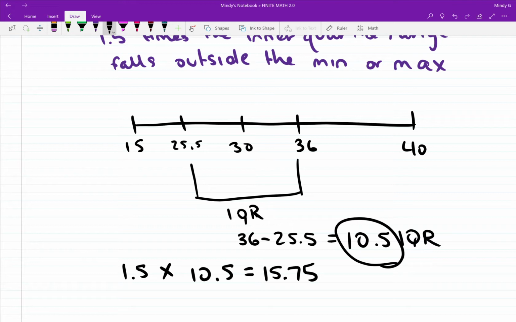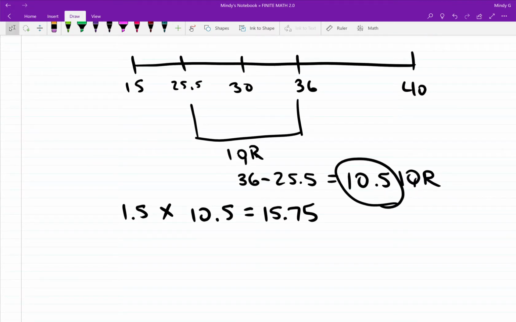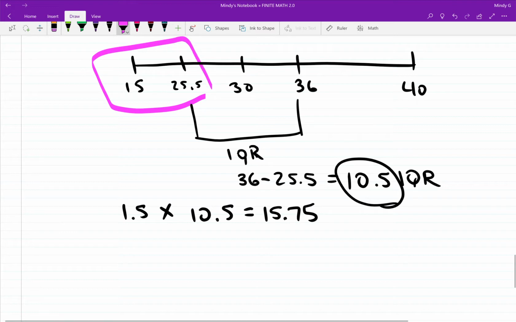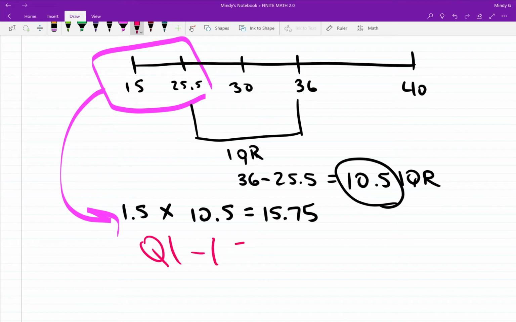Everybody's with me so far? This is kind of confusing. Everybody's good? Okay, so what you want to do is look at Q1. Q1 is 25.5, right? Q1 minus 15.75. 25.5 minus 15.75 equals what?